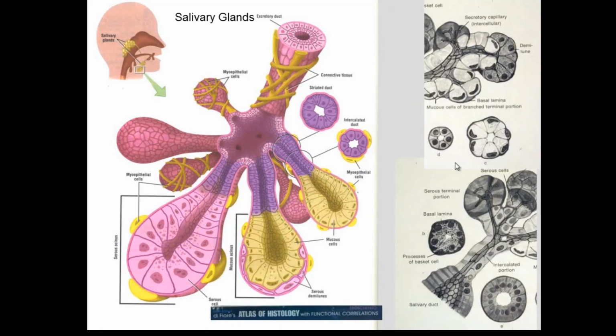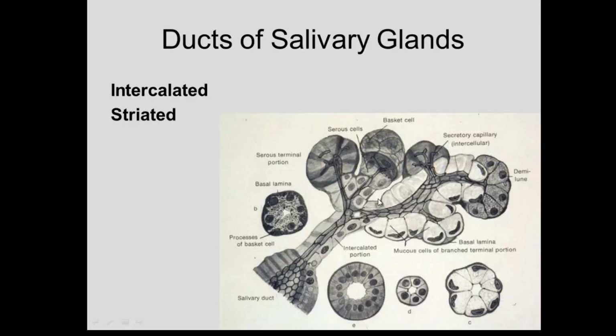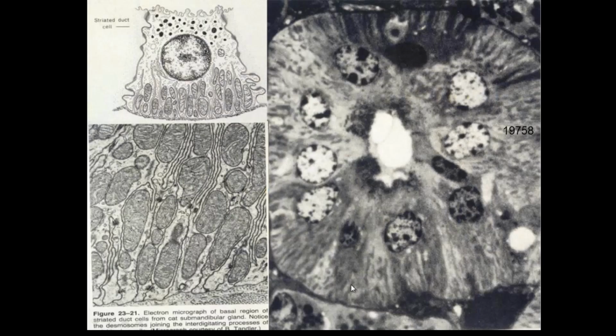So the secretory portion goes to the intercalated duct, and from there it goes to the striated duct. So this is the intercalated duct. This is a mucus and a serous type secretion. Again, sometimes you can have the mucus cells surrounded by the serous cells, and that makes a serous demilune. So we call that a serous demilune that we can see there. You have intercalated ducts as well as the striated duct in the salivary gland.